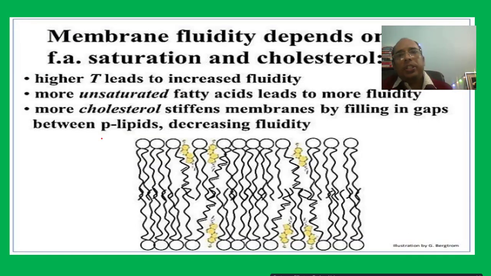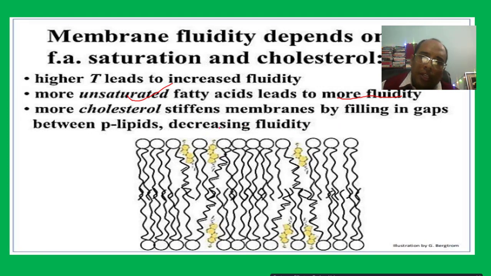So membrane fluidity depends on temperature, and saturated and unsaturated fatty acids. It means more unsaturated fatty acid leads to more fluidity, and more cholesterol stiffens the membrane by filling in gaps between phospholipids, decreasing fluidity.